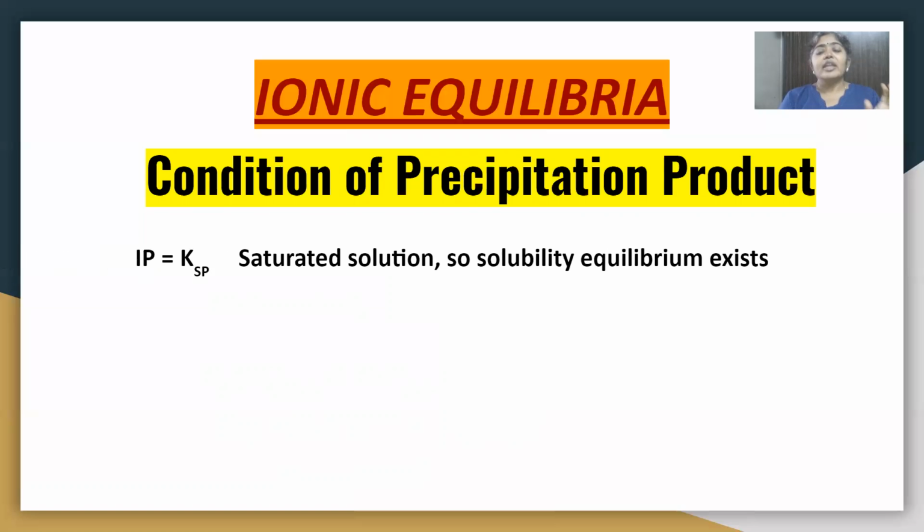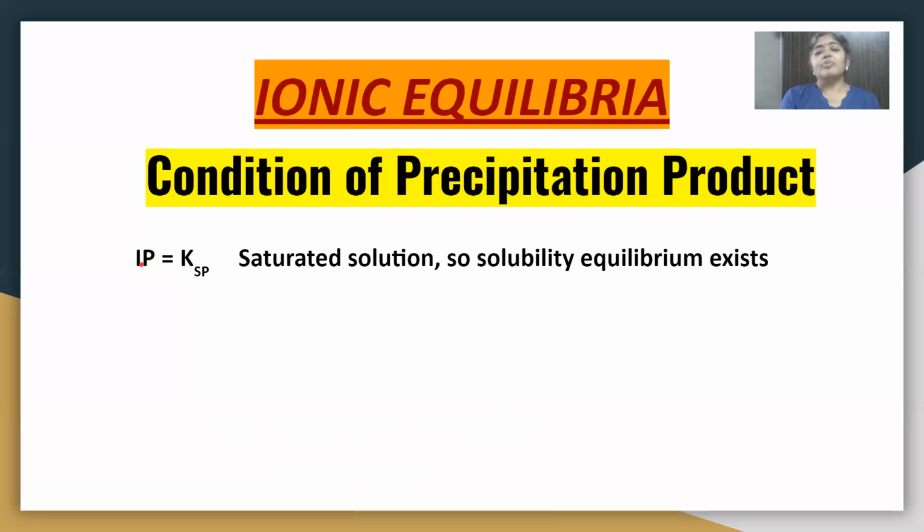But when you are calculating ionic product, the molar concentrations of the ions will be at any point of time. Okay, it can be initial, it can be later also. But the KSP value will have the molar concentrations only at equilibrium. So when you put the equilibrium concentrations of the ions, you get the solubility product. And when you take the concentrations at any point of time, then you get the ionic product.